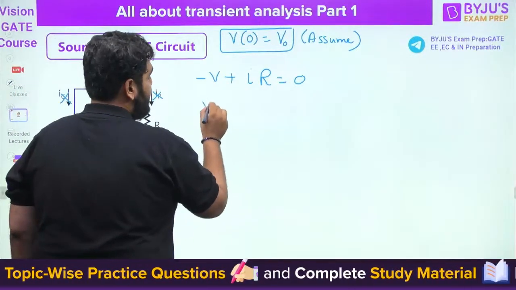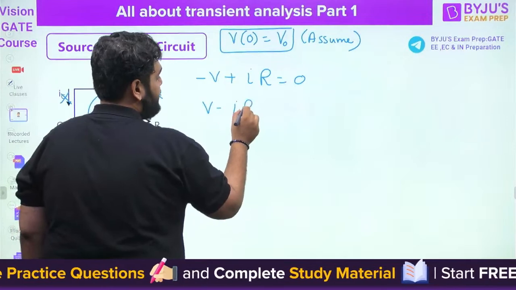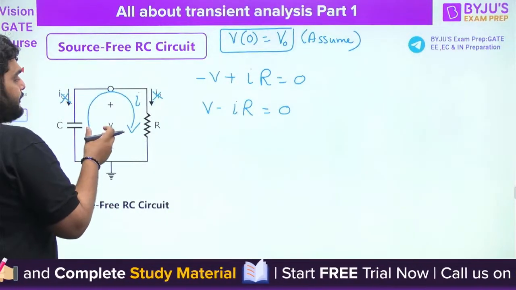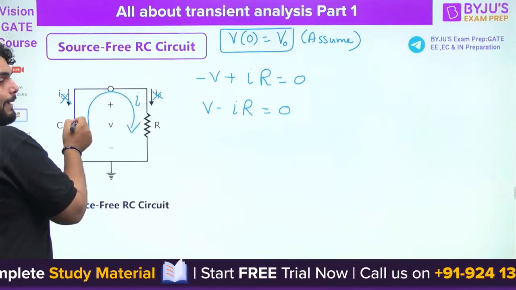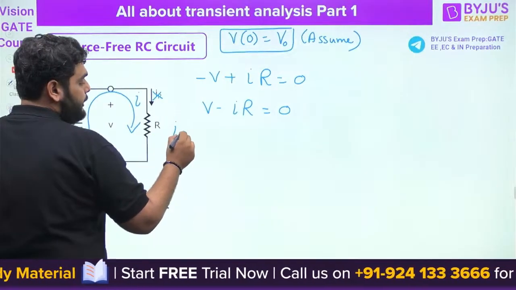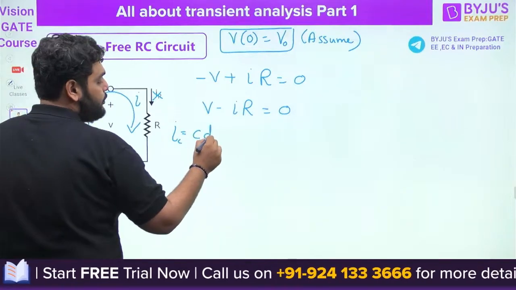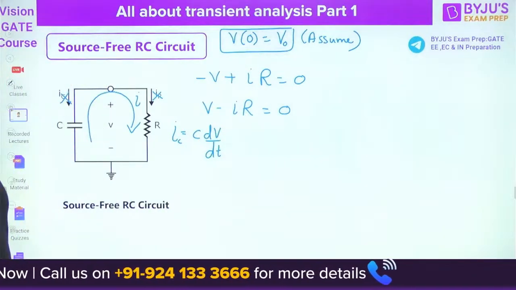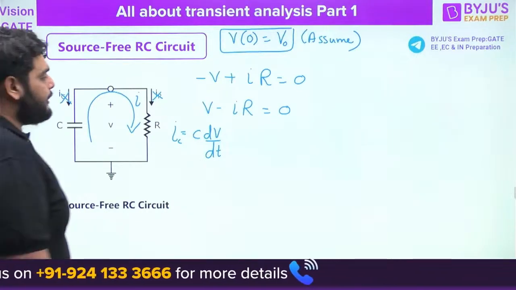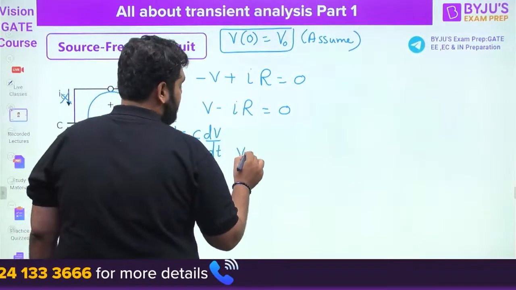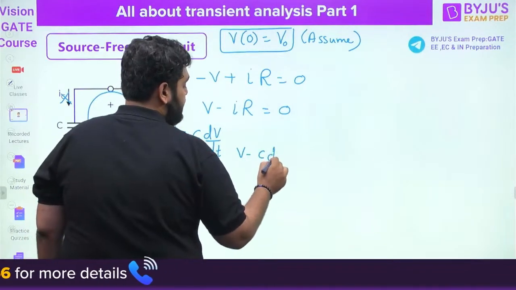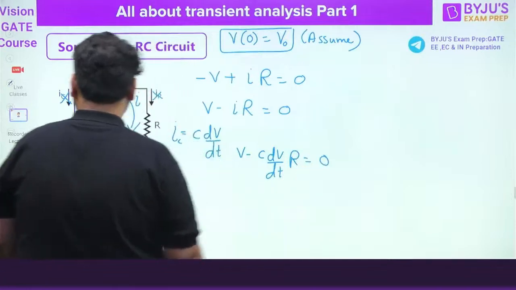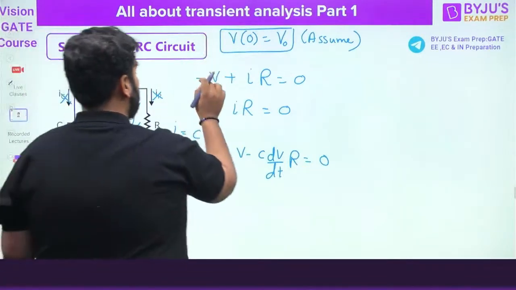From here, I can say V minus IR is equal to 0. Now, what is I? I is the current that flows in this circuit through the capacitor. We know that the capacitor current is equal to C dV by dt. Any doubt here? If the capacitor current is C dV by dt, I can write V minus C dV by dt times R equal to 0.